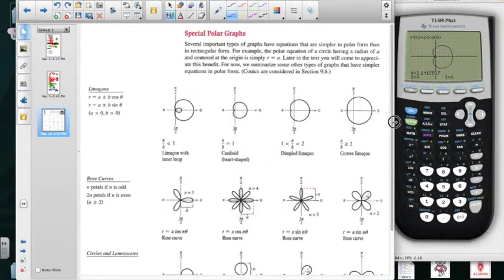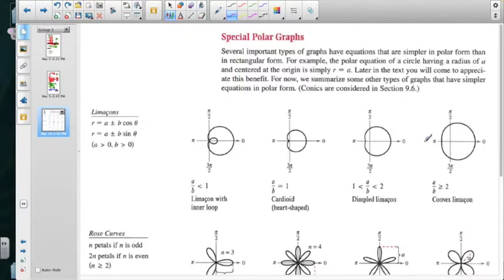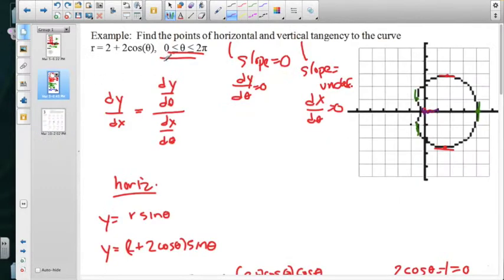There we go. This page is just to familiarize you with the different shapes. These dimpled ones are typically called cardioids or limaçons, and these ones with the loops are also called limaçons. As we can see, they take on this general form. The cardioid is basically the degenerate version of a limaçon where it doesn't have the inner loop. And if we look at our previous example, it's that variety.